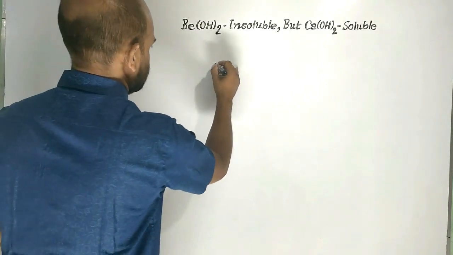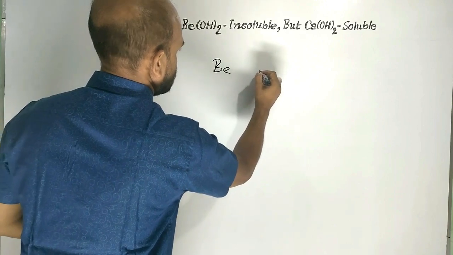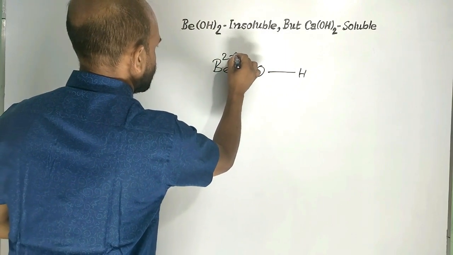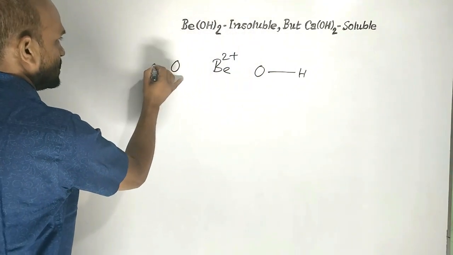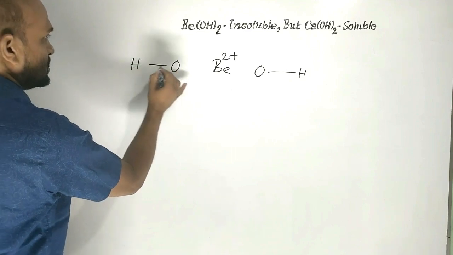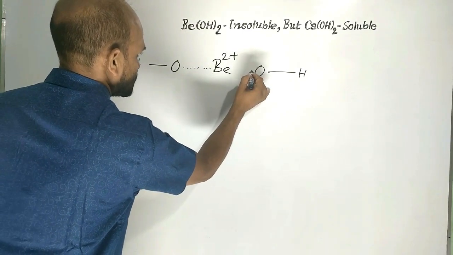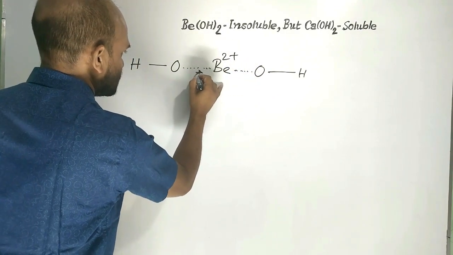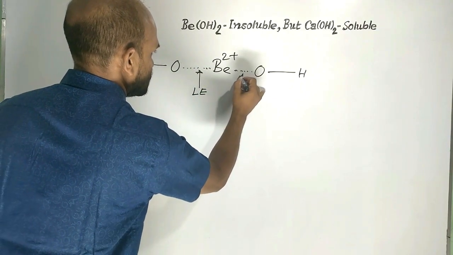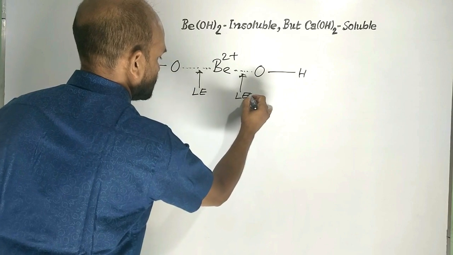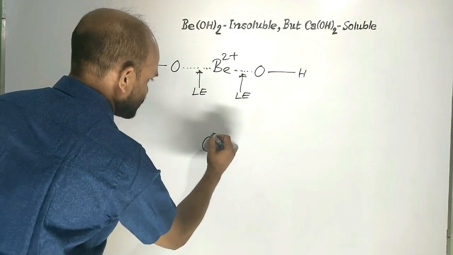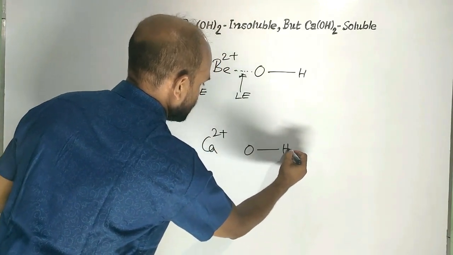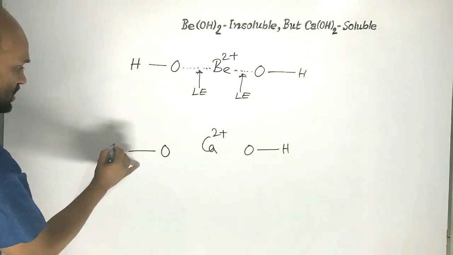Beryllium hydroxide. Beryllium 2 plus charge, hydroxide ion. Here the electrostatic force of attraction, simply we can call that lattice energy here. And calcium hydroxide, calcium 2 plus charge, hydroxide ion.